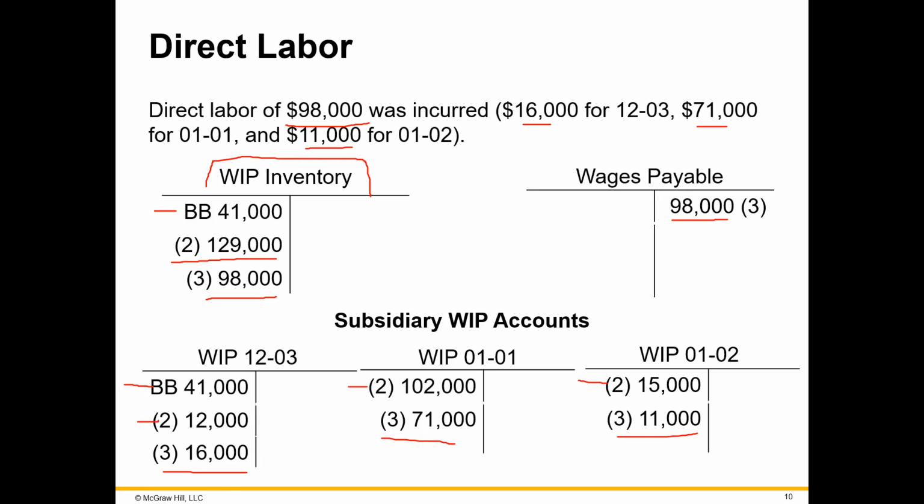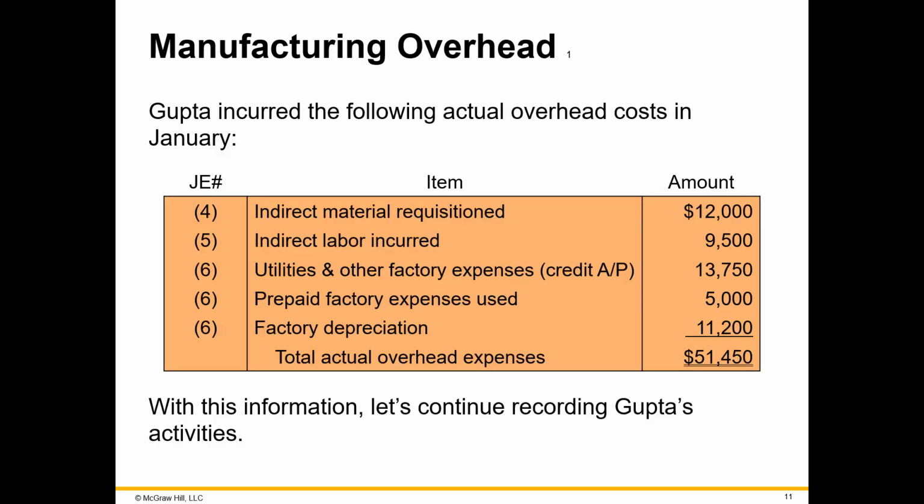Now manufacturing overhead is going to be a little bit different. Gupta incurred overhead comprised of 12 grand of indirect materials, 95 grand of indirect labor, 13,750 of utilities, 5,000 in prepaid expenses, and 11,200 in factory depreciation, which adds up to 51,450. So how do we record these amounts?